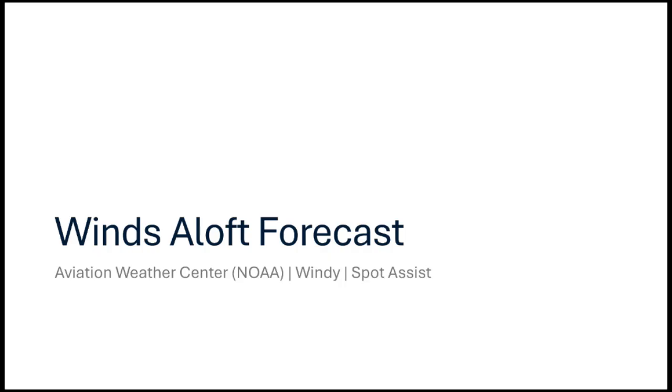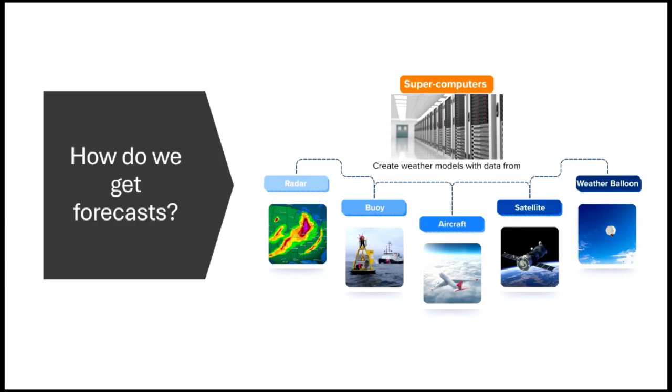So let's switch over to the winds aloft forecast. We're going to be looking at information from the Aviation Weather Center, which is from NOAA. Also, a lot of people talk about using Windy or Spot Assist. And if you have another favorite, let me know in the comments what you like to use. But we're really going to go into how do we get these forecasts to begin with.